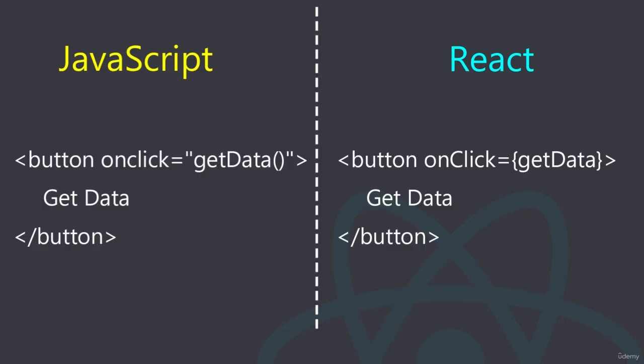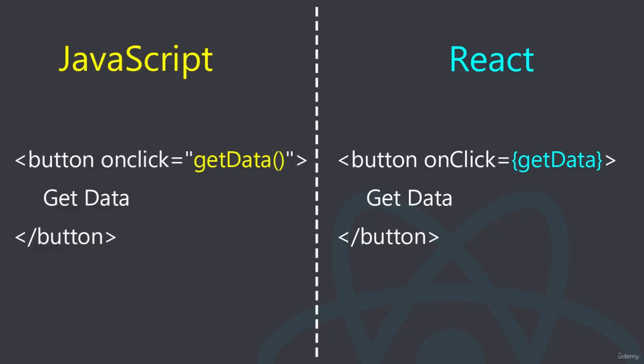So here you can see that React events are using camel case. That is, in JavaScript we write onclick like this, but in React we write onClick this way, that is the camel case. Also, we put the function inside curly brackets and do not put parentheses, as otherwise it will call it on load, and that I'm going to show you in a moment.